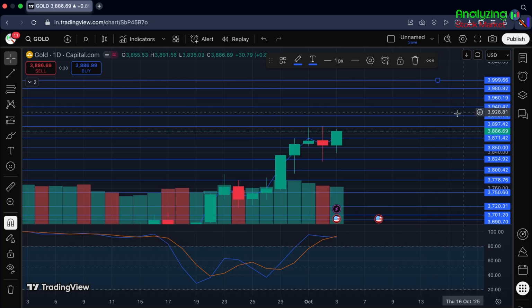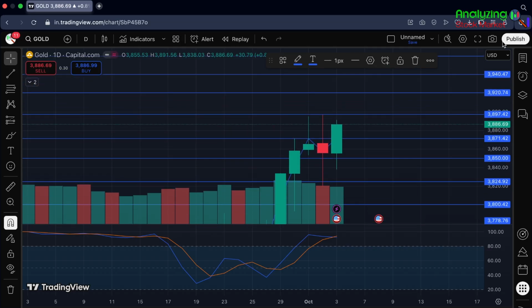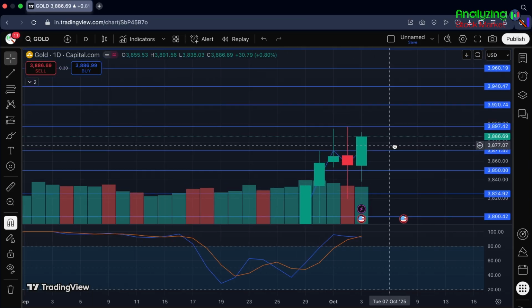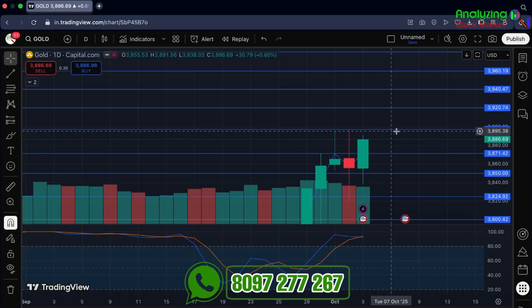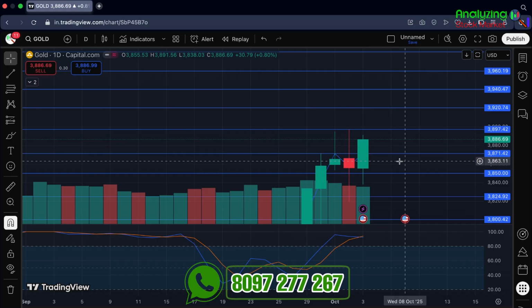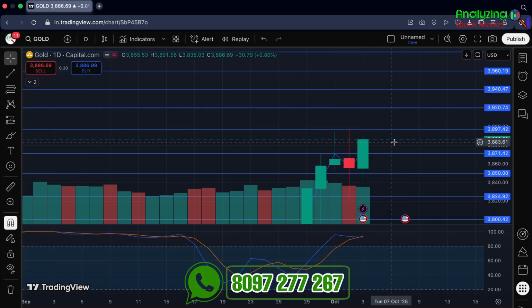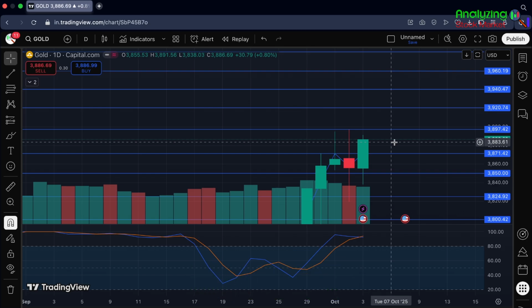Let's now talk about the closing first. So here 3886 is the closing, and here the direct support is 3871 and direct resistance is 3897. After direct support, there is a support of 3850 and then 3824. After direct resistance, there is a resistance of 3920 and then 3940. So these are the important support zones and resistance zones that will help you to take better stop loss and target levels for this week.